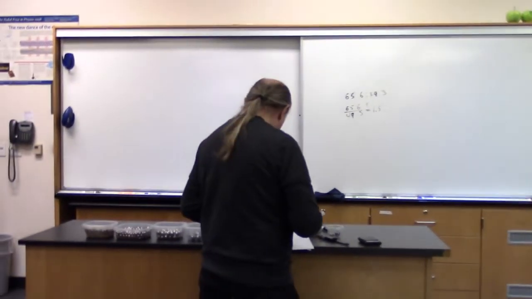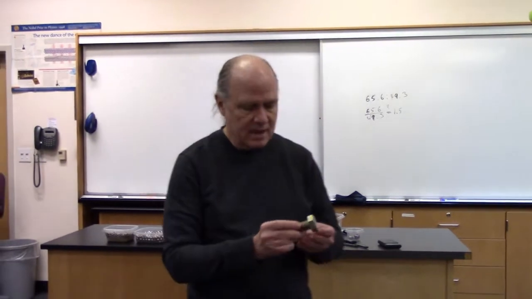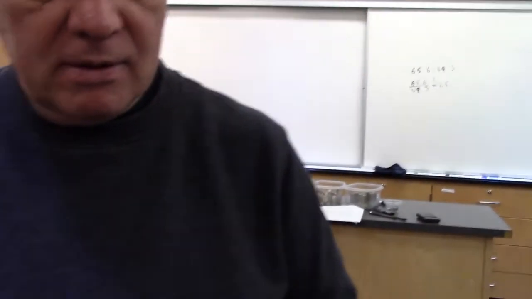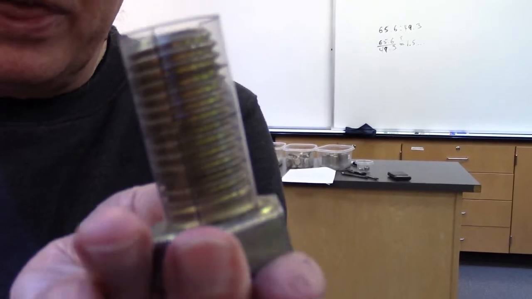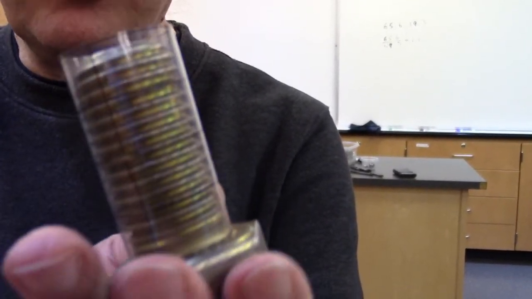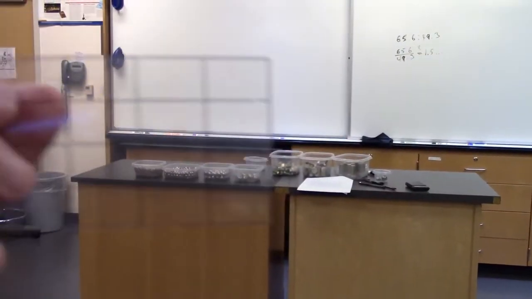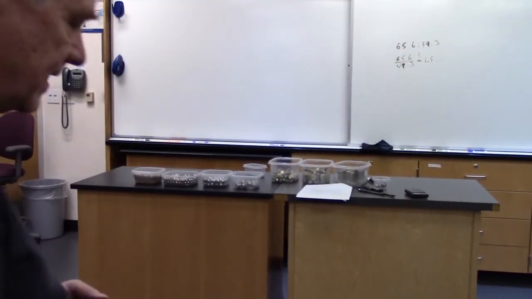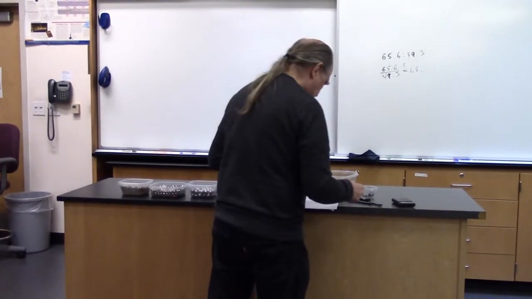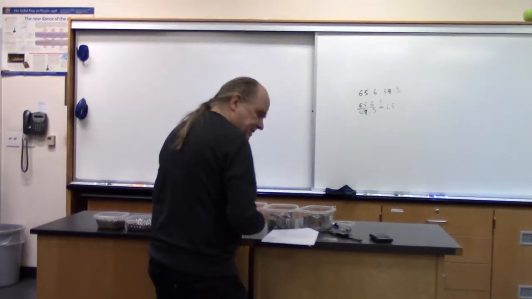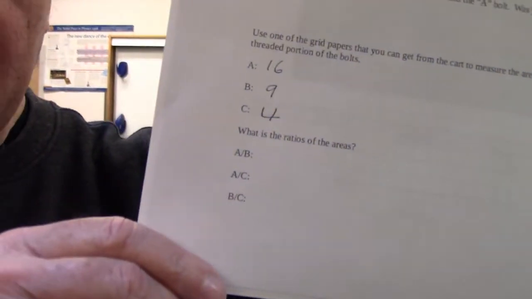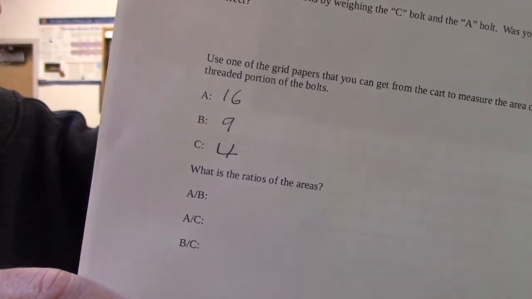And then finally, bolt A. So when I wrap that up, the entire sheet is involved with that. There's no overlap there. So all of the columns are used, all of the rows are used. It's 4 by 4, and so that means that I have 16 rectangles in that bolt. So here then is the data for the area of the threaded portion of the bolts.